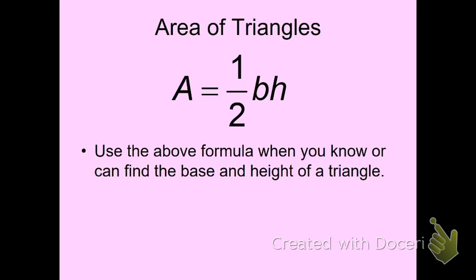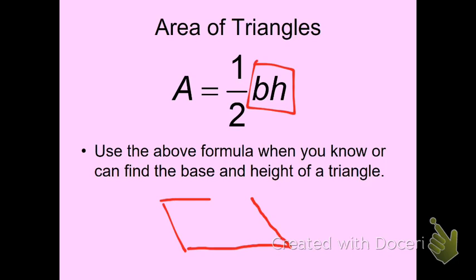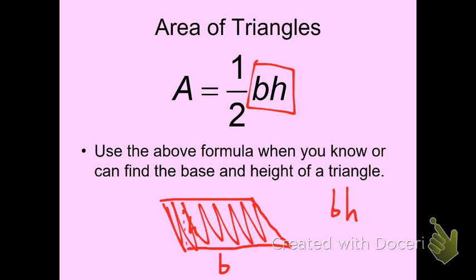Real quick, just a quick explanation of why it's 1/2 base times height. You may notice that this base times height is a familiar part of a formula. That's the area of a parallelogram. So that would be the base, and this right here would be the height. So if I wanted to find the area of that whole parallelogram here, I would do base times height.